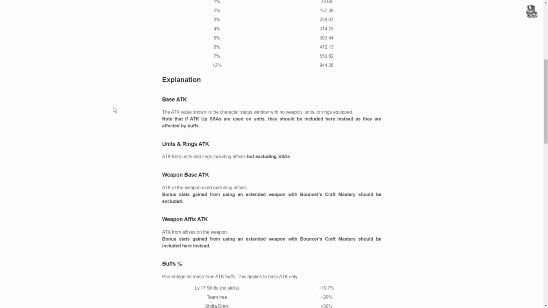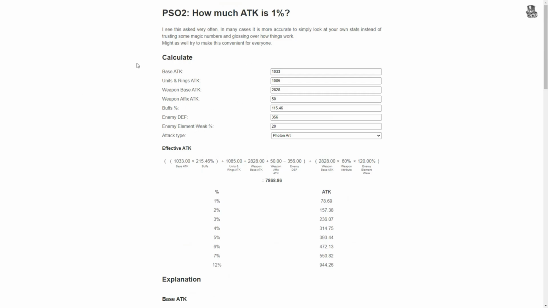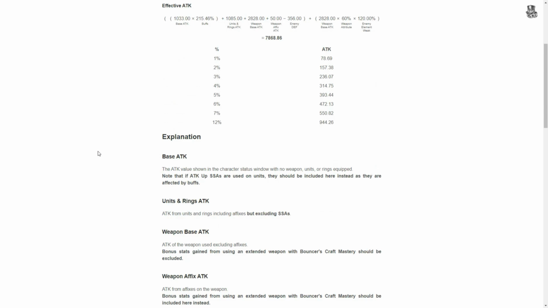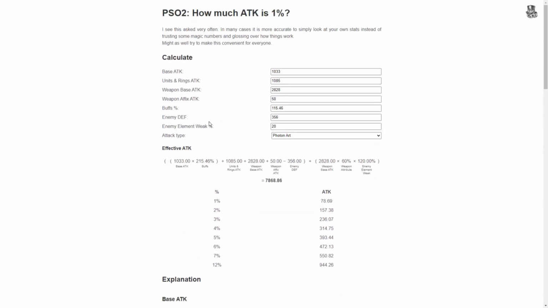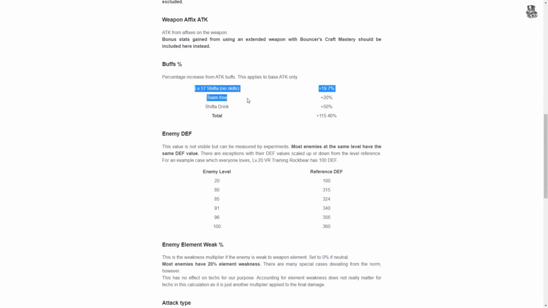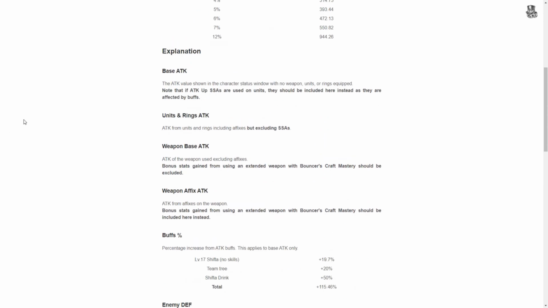So make sure you put these 4 in correctly, like what number goes where, you have to understand. It does have an explanation down here too that tells you how to do that. The buff percentage is set because it just assumes you have team tree, shifter, and then shifter drink. All together that is 115.48% damage increase. Enemy defense, if you're fighting a level 96 enemy, put in this value, which is the default value that is already there.